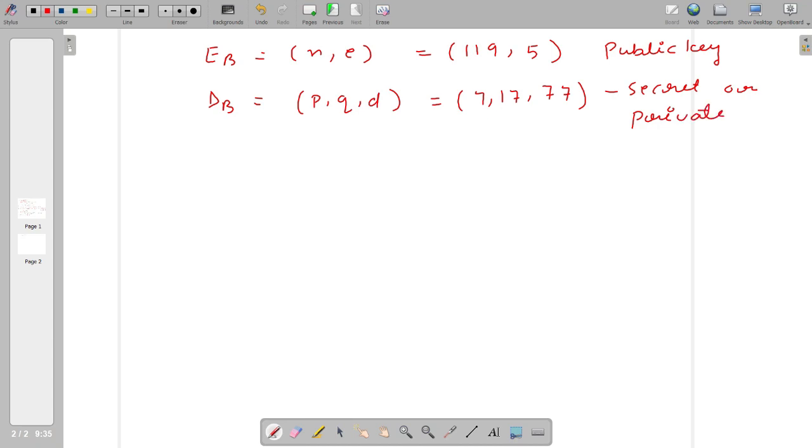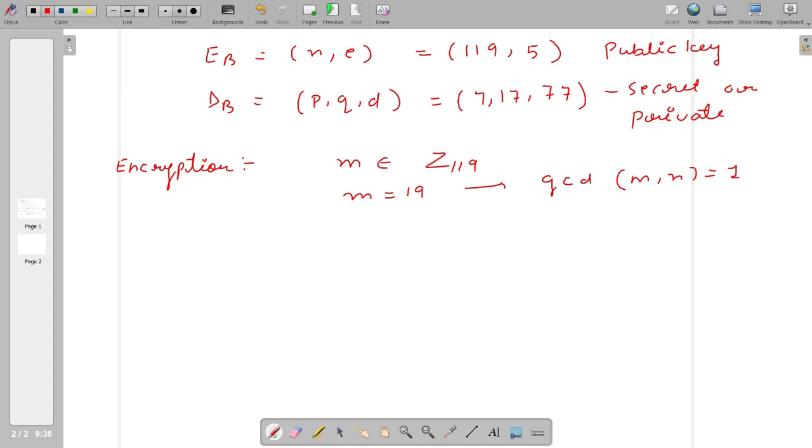Okay, now encryption in RSA. For encryption, we need to select a message M which belongs to Z of N, which means Z of 119. Let's say M is equal to 19, such that the GCD of M comma N should be equal to 1, or M and N should be co-prime to each other. So 19 is co-prime to 119.